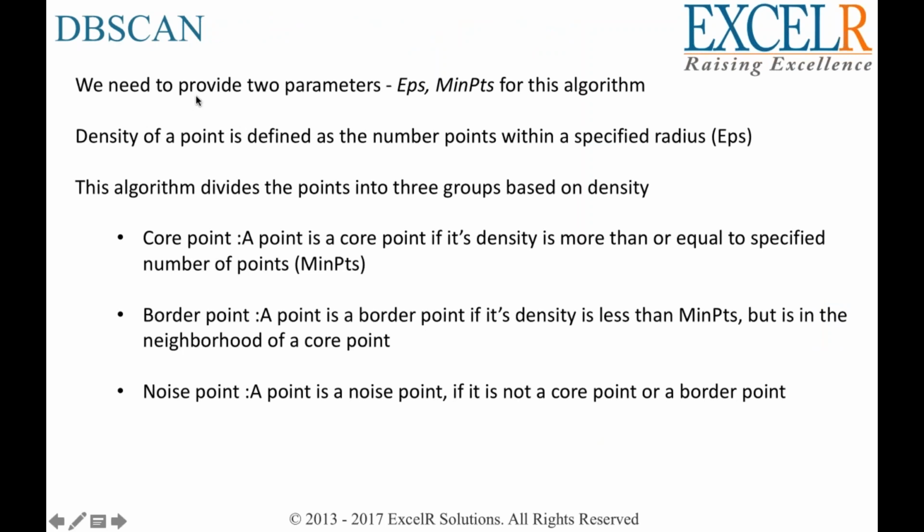However, look at this, a quick recap. We need to provide 2 parameters to this algorithm, EPS and minimum points. EPS can be mathematically calculated. I'll show you the plot. But minimum points can be arbitrarily taken. You can experiment with various minimum points. And density of a point is defined as the number of points within a specified radius, that's EPS. That's called density, how dense the data is.